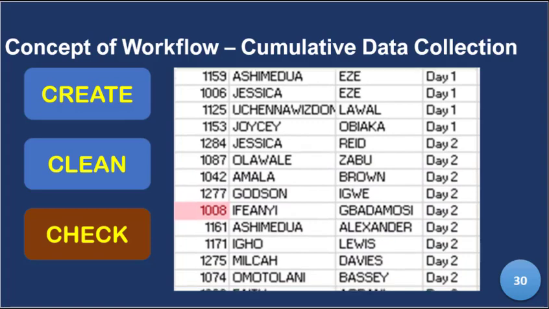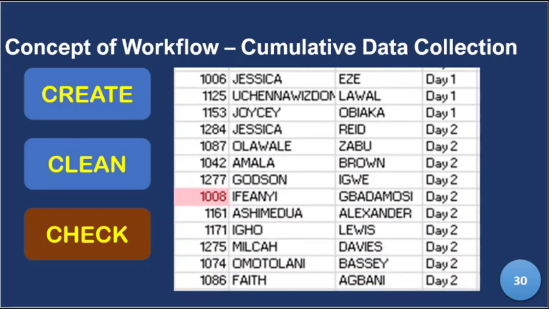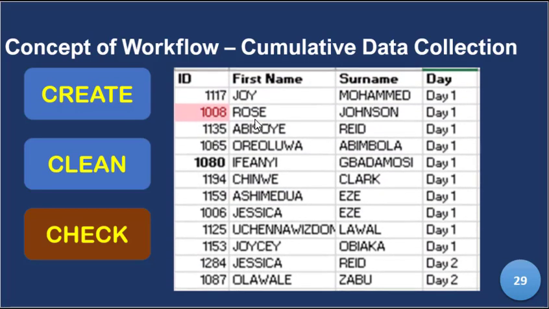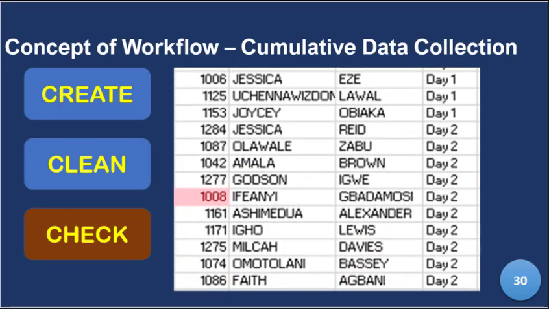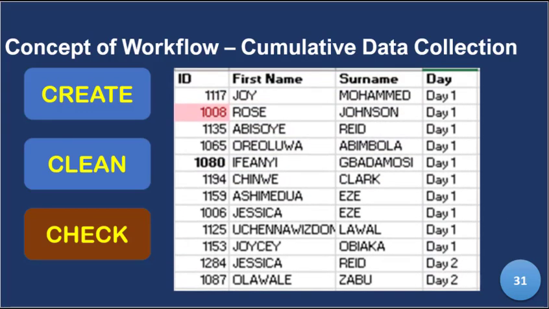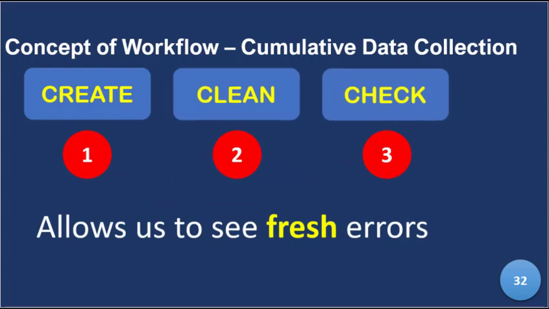I think I've got an error. So that's the other Ifeanyi down there. Let me go back a bit so you can see Rose here and the other Ifeanyi for day two remain there. But the other Ifeanyi has been fixed. So that's how it works. So the model is very straightforward. Create, clean, check. Cumulative data.